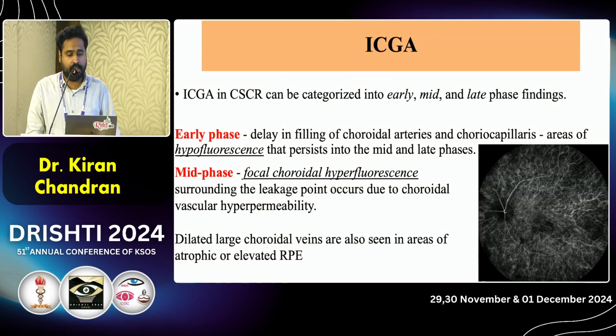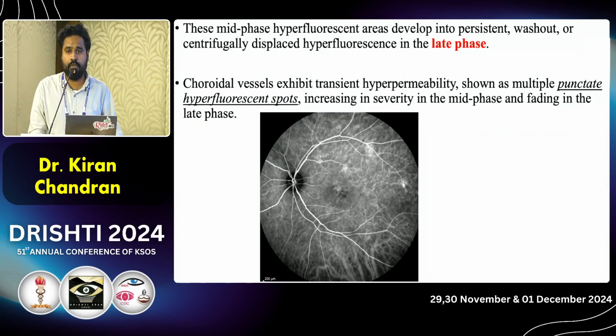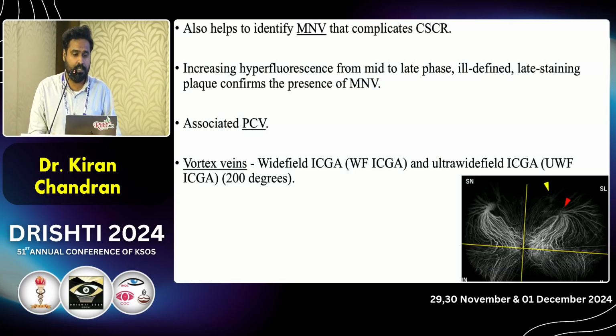ICGA changes can be categorized into early, mid, and late phase findings. In early phase, you get delayed filling of the choriocapillaris and choroidal arteries. In mid phase, focal choroidal hyperfluorescence can be seen, mainly due to choroidal vascular hyperpermeability. Dilated choroidal vessels can also be seen. And towards the late phases, you get the stipple hyperfluorescence spots, that is punctate lesions, mainly because of transient hyperpermeability of the choroidal vessels, which fades away towards the late phase.